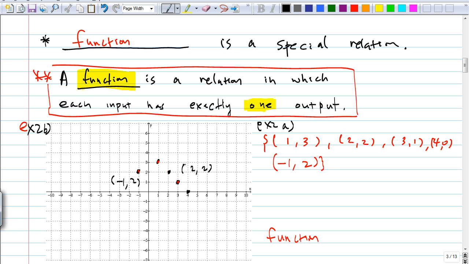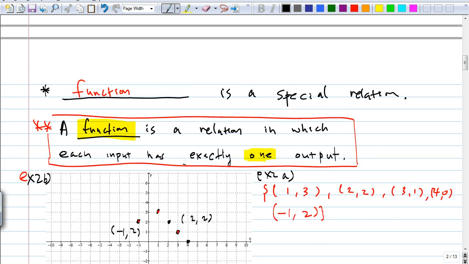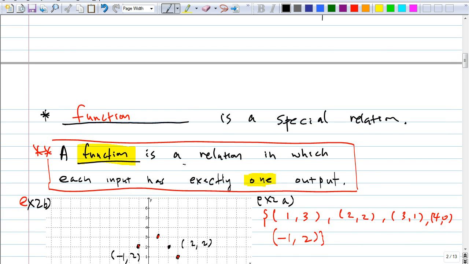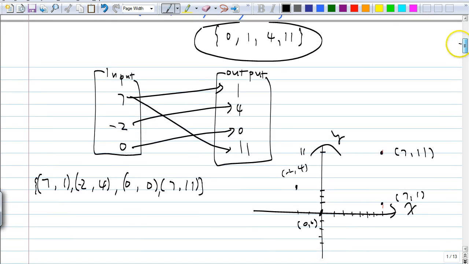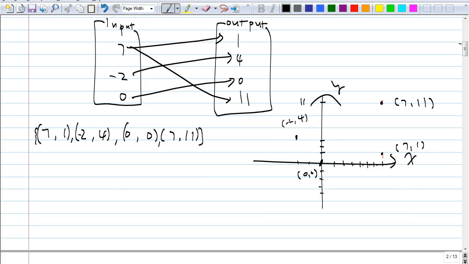Let me give you a relation where it's not a function. Take a look at the one we just talked about. This is not a function. How come? Okay, I want you to discuss with your group. Go ahead, I'll wait. Okay, how come this is not a function? All right, what did you guys come up with? Chuck, what did your group come up with? How come this is not a function? Because 7 has 2 outputs. Good. It's because 7 has 2 outputs, right?